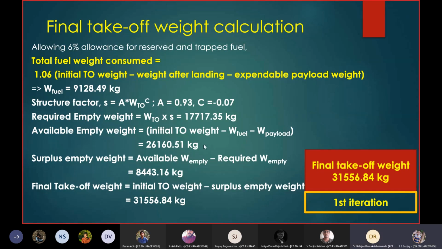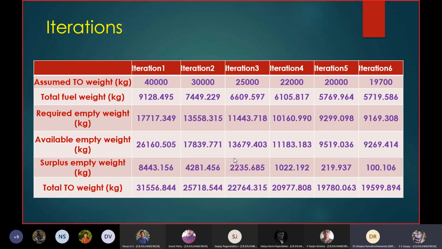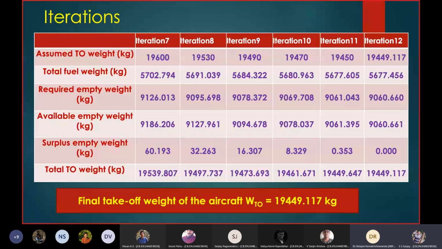Finally, after all the iterations, we know you did iterations. Tell me the last one. Yes, sir. There are 12 iterations we have performed, and it converges at the end of 12 iterations, where the total takeoff weight is 19,449 kg, and the available empty weight and required empty weight are the same, that is 9,060 kg. But then what is the fraction now?